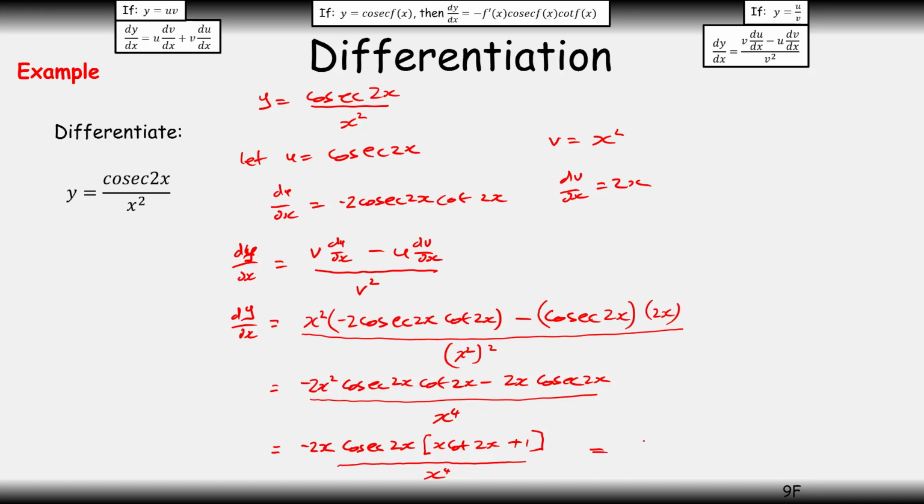So that leaves me with minus 2 cosec 2x, and then brackets x cot 2x plus 1 all over x cubed. Okay, good. So hit pause, copy the example down. When you're ready, hit play again and we'll look at another example.